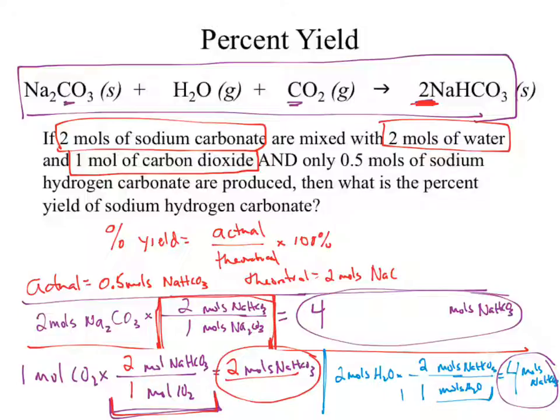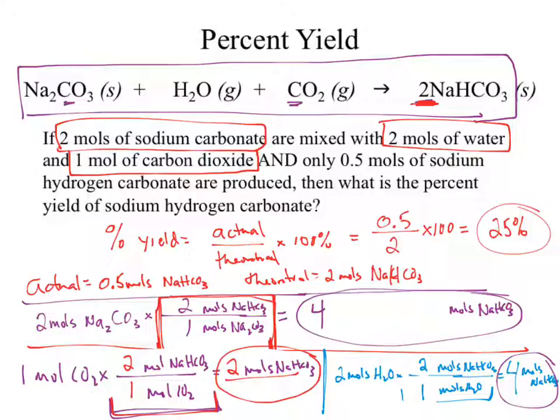To calculate, what do we need to do? Was it H? Plug it in. Our actual yield was what? 0.5. Our theoretical yield was 2, times 100 gets me 25% yield. There's my answer. This is a much more advanced question because you have to do multiple calculations within it.